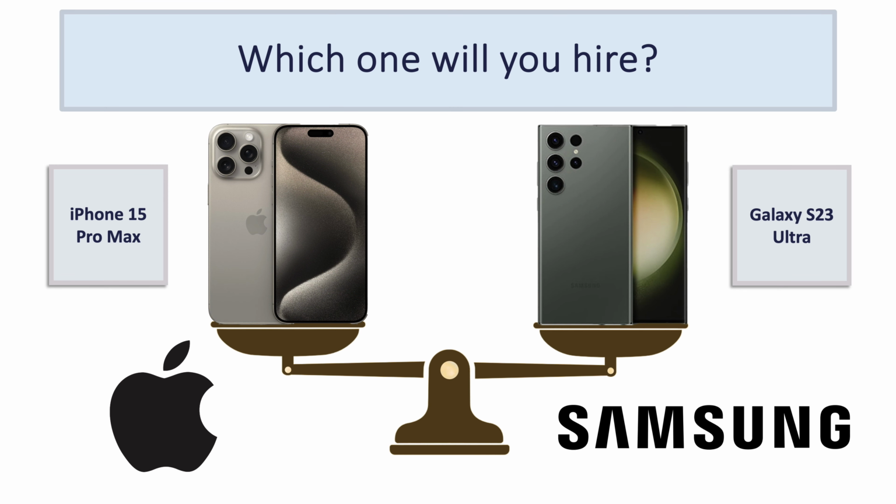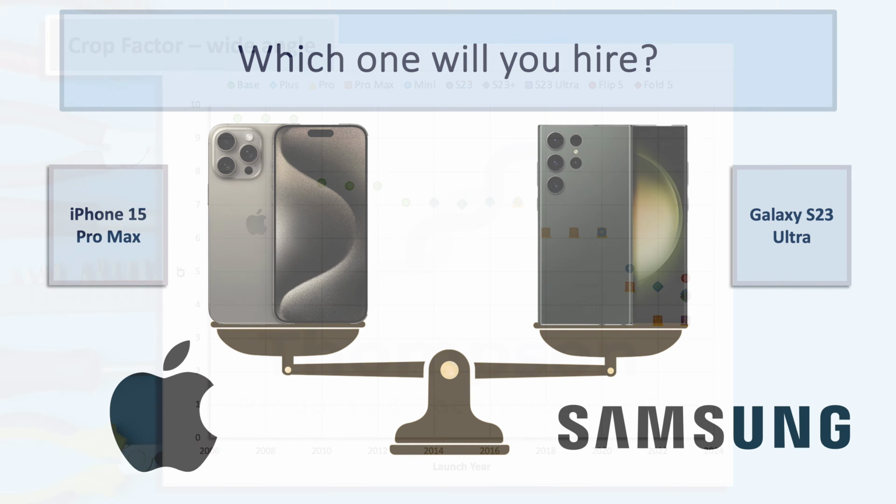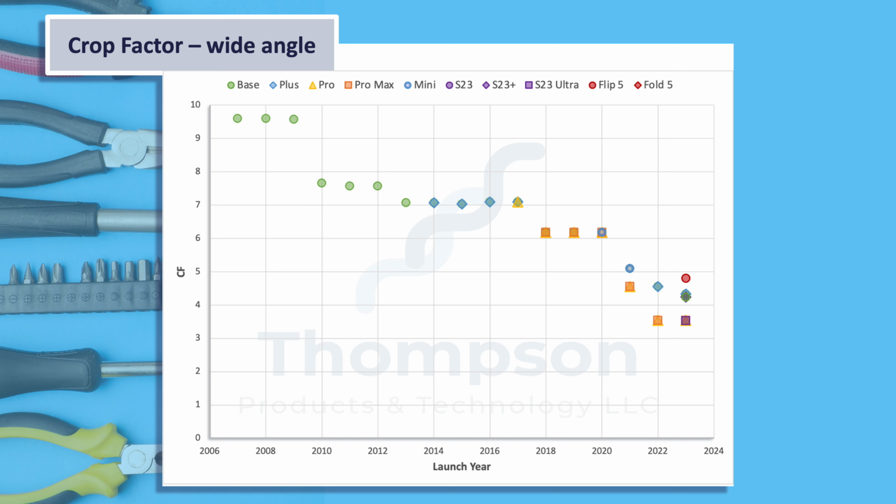Now that we've performed a thorough study of the possible parameters that we can use to assess quality and validated the use of crop factor as our key performance parameter, we can move on to a comparison between the Apple iPhone and the Samsung Galaxy. Here we see a chart for crop factor for the wide-angle camera for every iPhone over time. I've added the Galaxy S and the Flip and Fold products for 2023 as points of comparison.